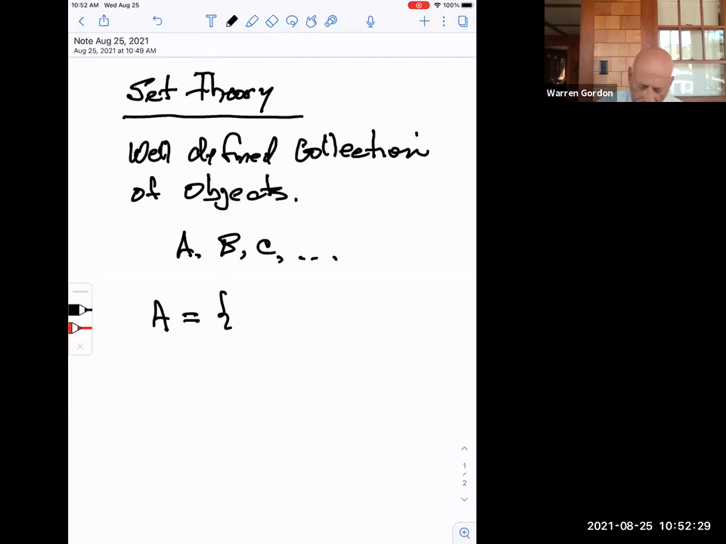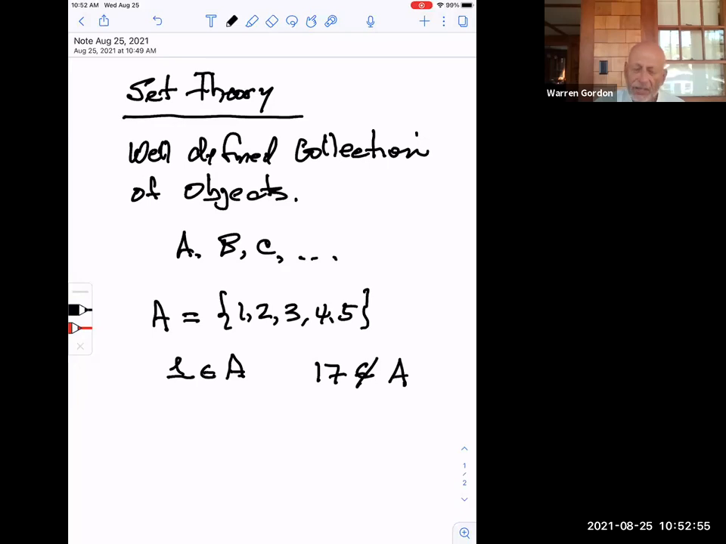For example, let me describe a set. Set A is the counting numbers, say numbers 1 through 5. Here's one way of representing the set: I put curly brackets around it and indicate the elements of the set. To indicate that 1 is an element of the set, I could write 1 belongs to A. To indicate that 17 is not an element of the set, the line through it negates it, I could write it this way. It's not the most efficient way. By the way, if you have questions along the way, just unmute yourself and ask them, okay?